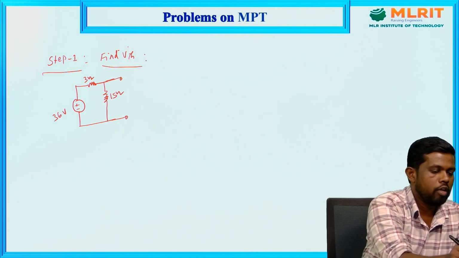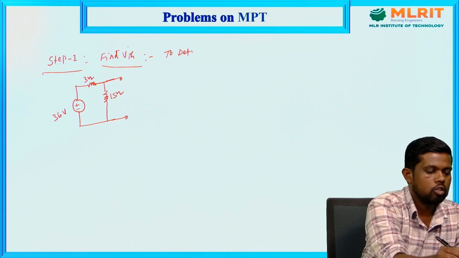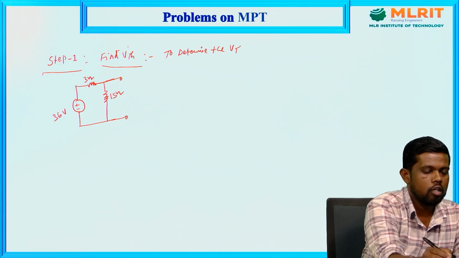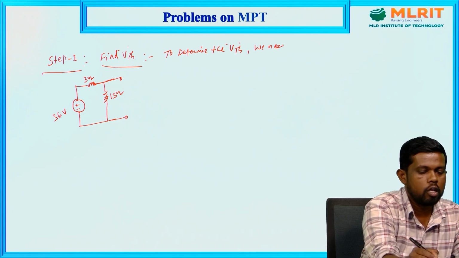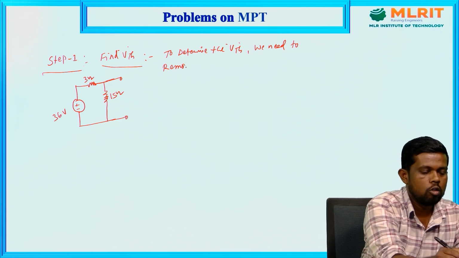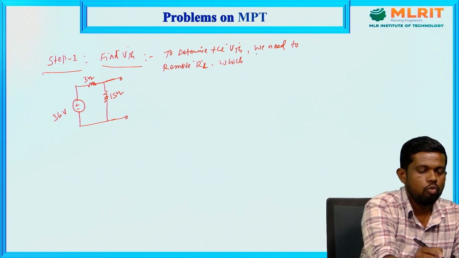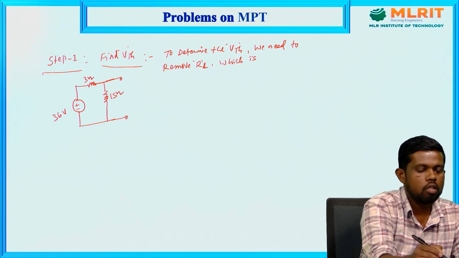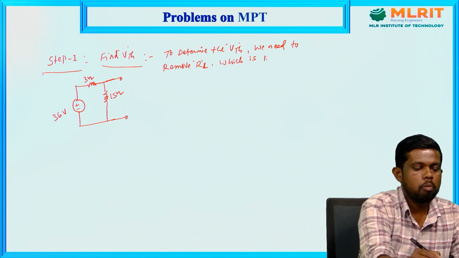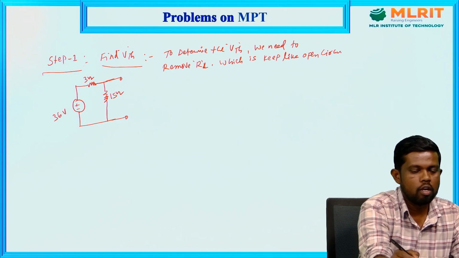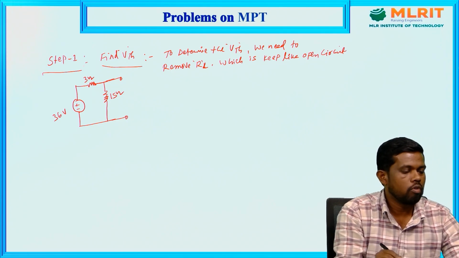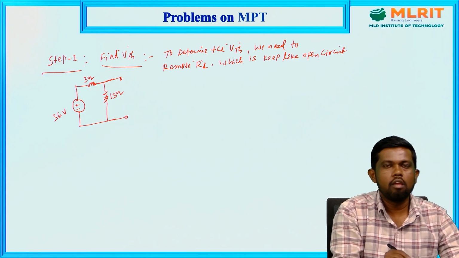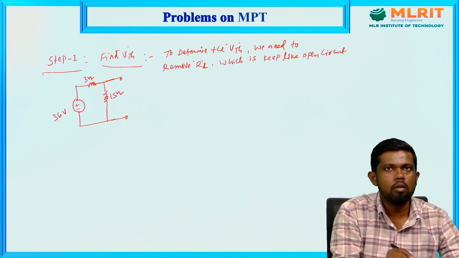So how can we find the VTH? We need to remove the load resistor, and the load terminals are kept as open circuit. Then only will we get the VTH. We already went through this, but I am reminding you again: to determine the VTH of any circuit, we remove the load resistor from the load terminals, and the rest of the circuit is maintained as is.